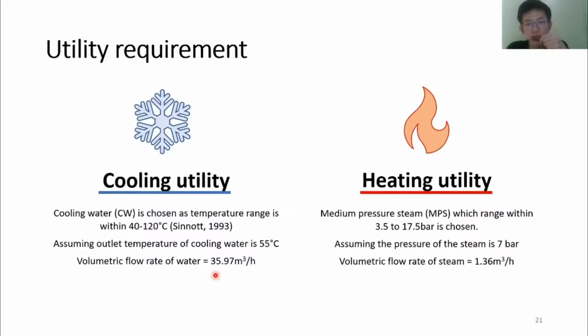The volumetric flow rate of cooling water needed is around 36 meter cube per hour. LP steam is chosen as the heating utility. The pressure of the LP steam is assumed to be 7 bar, and the volumetric flow rate of steam obtained is around 1.4 meter cube per hour.